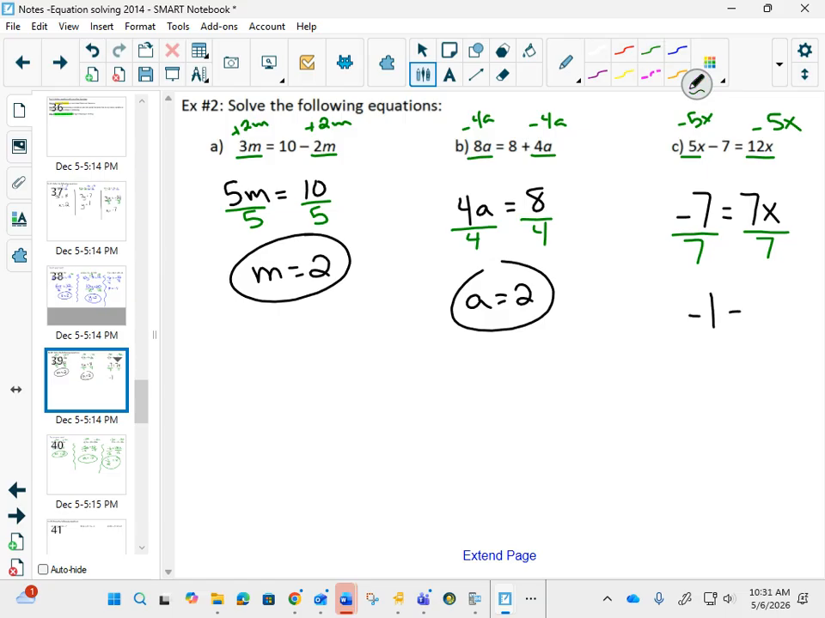X equals. It's a little bit tricky because of the negative sign.